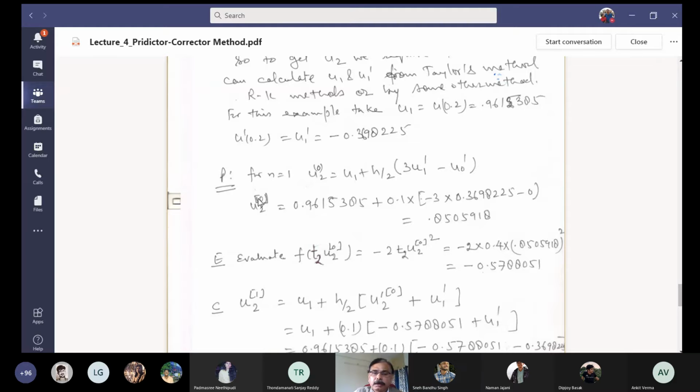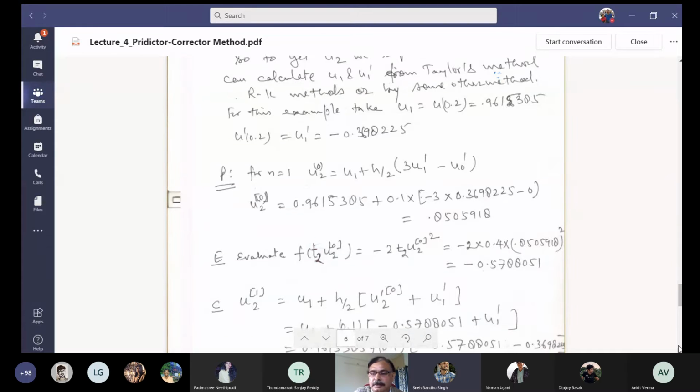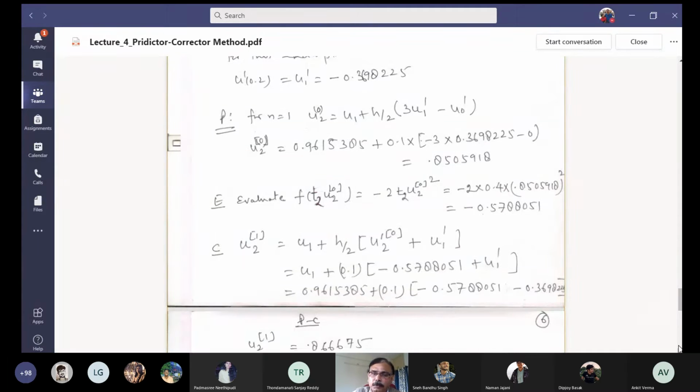So next what we'll do, we'll evaluate the function. This is an intermediate step, but anyway, since it is written in the book, I will explain that. Next, we'll evaluate the function, that is u prime equal to f, at this point u2 0. So f of t2, u2 0 turns out to be minus 2 t2 u2 0 square. So put the value, you get the value. Is that clear? Yes, sir. Okay.